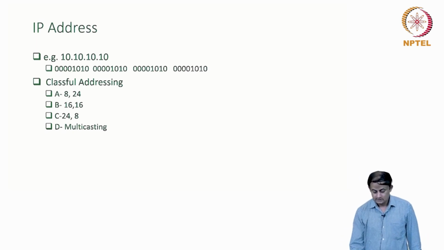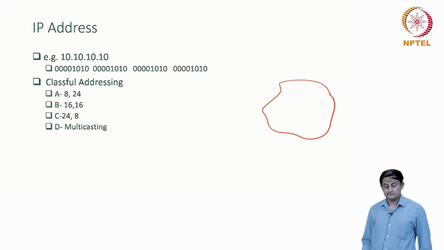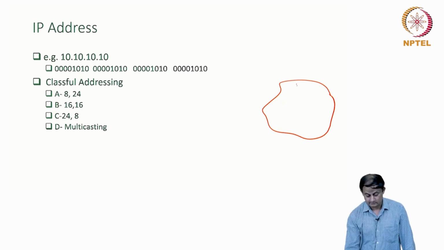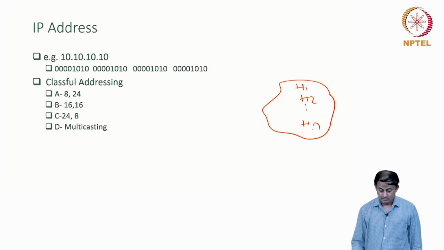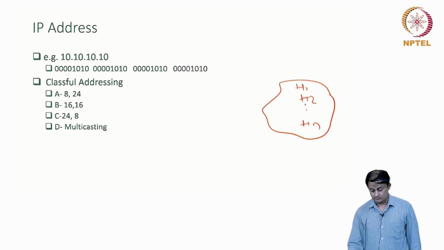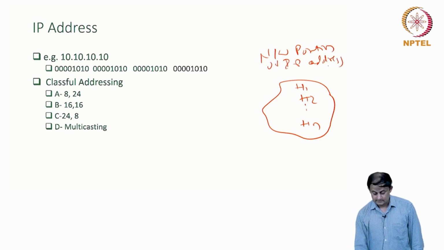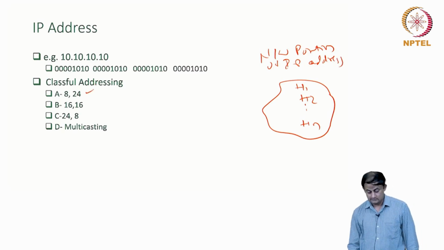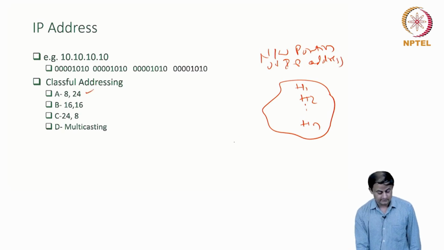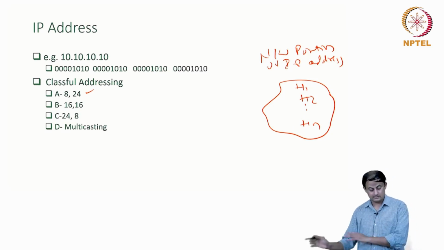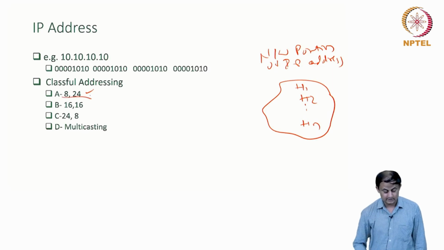What it means is, if I have a network here, and there are a bunch of computers inside, let's call them H1, H2, and so on up to Hn, and all these computers from H1 to Hn share a common prefix, that I denote as the network portion of the IP address. If this is a class A address, a class A address reserves 8 bits which are common for the network and the remaining 24 bits for the host. It is 8 and 24.